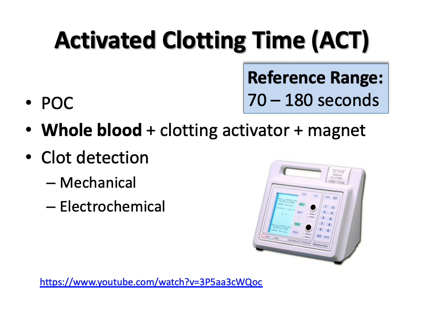Electrochemical methods of detection are based on amperometry. Two electrodes are placed in a reaction vessel containing the patient's sample. The timer starts when the clot activator is added to the patient's sample. Detection of an increase in electrical impedance between the electrodes indicates fibrin formation and stops the timer. The reference range is 70 to 180 seconds.